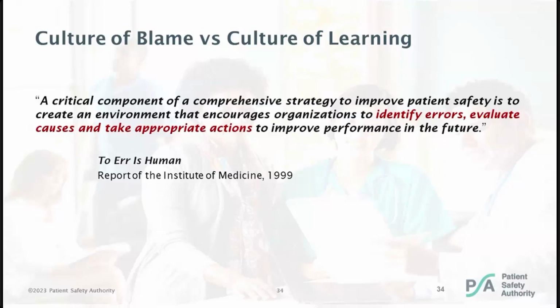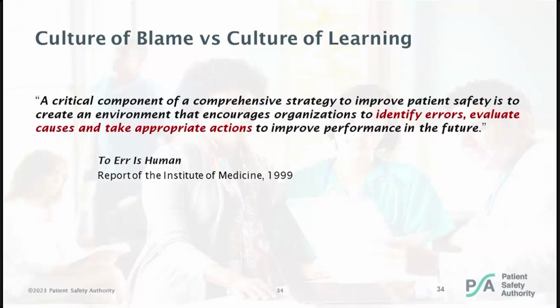So this was back in 1999. Many of you probably know about what we call the Bible of patient safety. It's the first actual paper that was written looking at patient safety. It's called To Err Is Human. It came out in '99 from the Institute of Medicine, and there is one quote in there that really sticks with me.